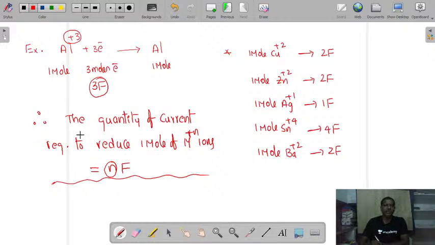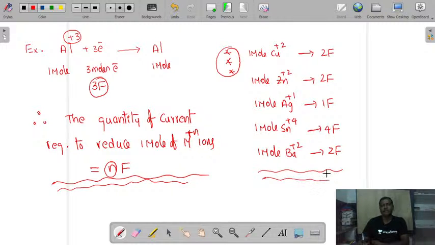See the formula to calculate the quantity of current required to reduce 1 mole of M^n+ ions. This is a very important model. This question is asked frequently, so remember it carefully. In the next class I will explain Faraday's second law and Faraday's second law related problems.